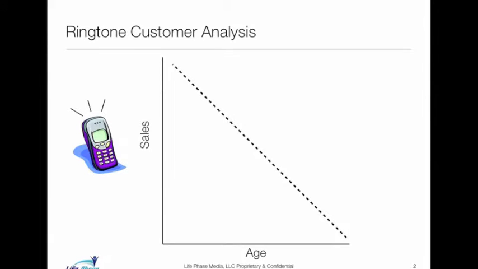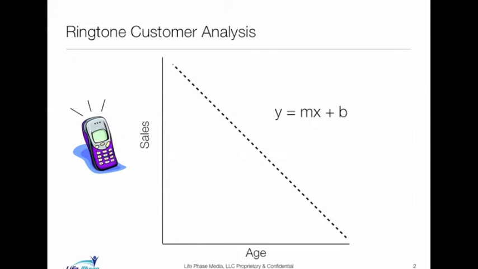We found a downward trend as we plotted these two metrics against each other. In other words, the older the customer group was, the less likely they were to be interested in ringtones. Conversely, the younger the customer, the more likely they were to be interested in ringtones.